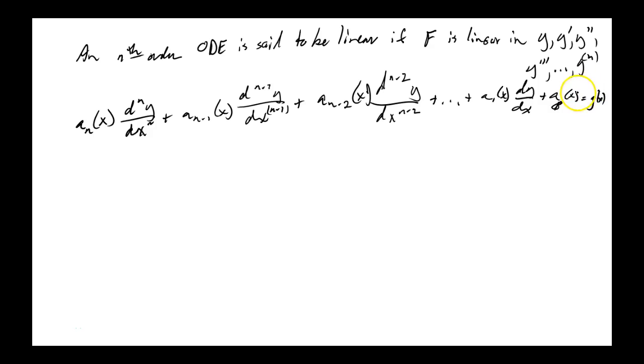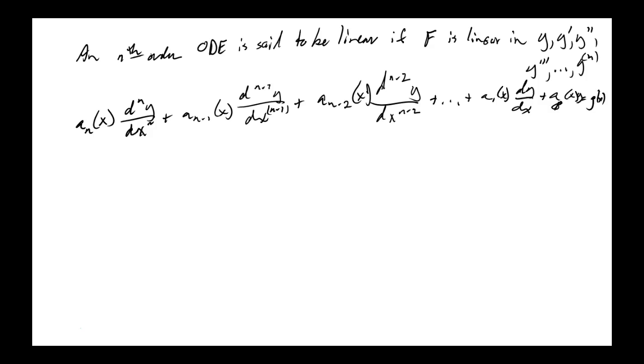That's a sub 0 of x times y. Okay, I left off that y. Okay? These terms of y can only be to the first power. Every derivative of y to the first power and y itself to the first power.